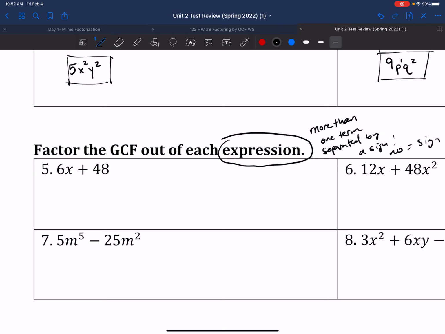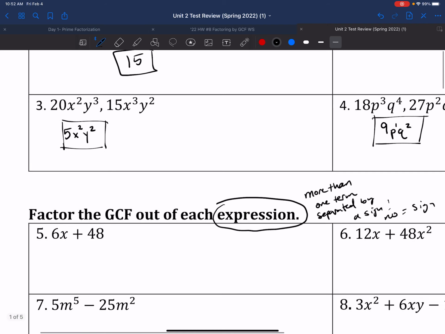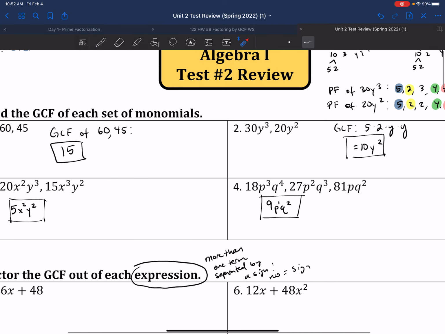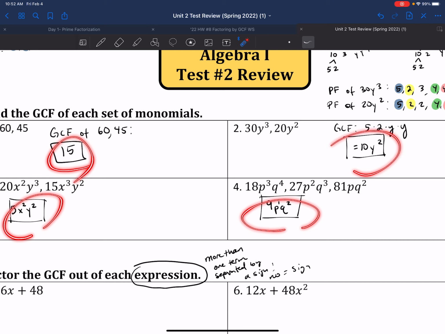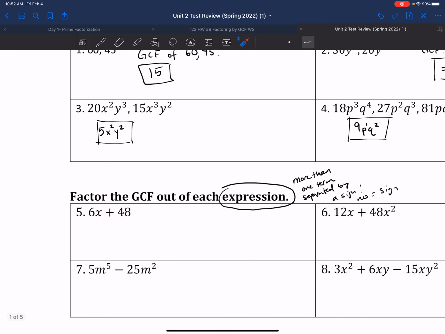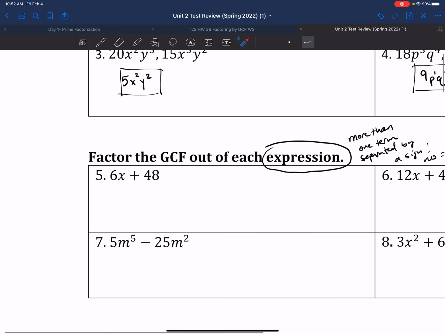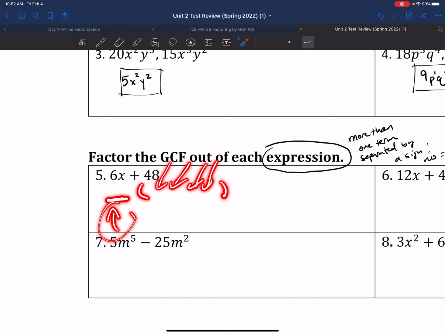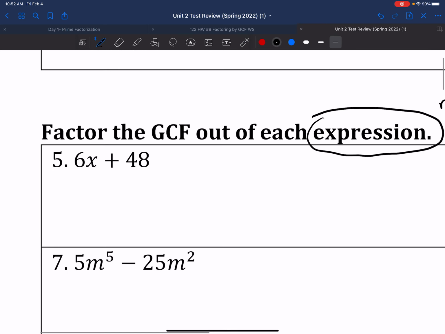So what I'm trying to do is find the GCF. A lot of you would just put your answers just like this, but I'm trying to factor. There's a plus sign here, so you need to do something in the form where you have your GCF here, and then you put these parentheses and put stuff in there. Okay, so tell me, what is the highest number that goes into 6x and 48 at the same time? I'm thinking 6.